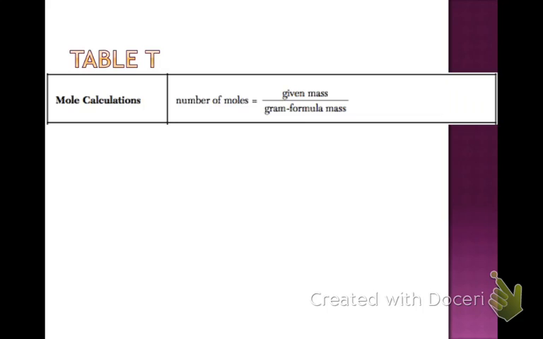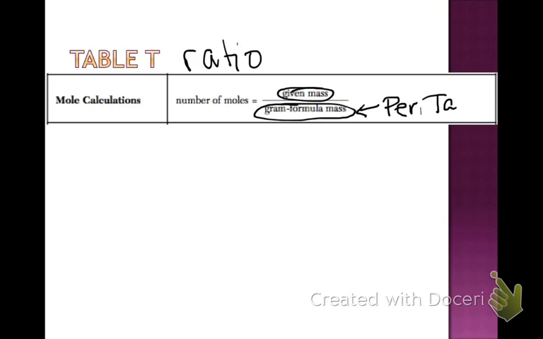You'll also need table T. Now we haven't seen a lot of formulas from table T, but the ones that we'll deal with today are mole calculations. So the number of moles is equal to the given mass over the gram formula mass. Unless you're watching this towards the end of the school year for Regents Review, you probably don't know what moles are. For today, just think of it as the ratio, or to help you figure out what the ratio is. The given mass will be given to us in the problem, and the gram formula mass is the mass from the periodic table.